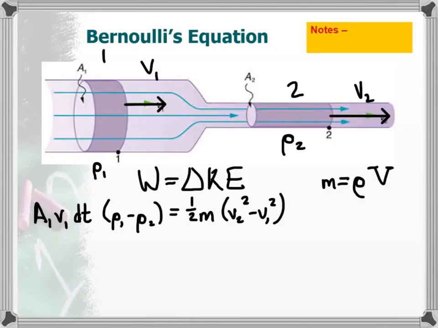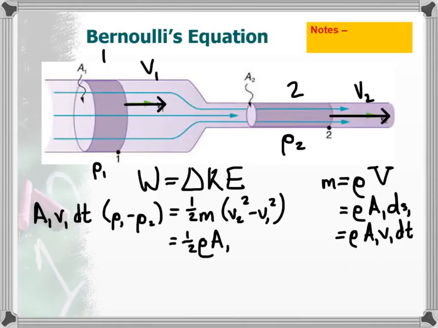The volume of that fluid is going to be the area times this length. So I can write this as A1, which is this cross-sectional area A, times some little length element ds1. Well, this length element ds1 is equal to the velocity times some little time element dt. So I can write that the mass is equal to rho times A1 V1 times dt. So let's replace this m with this expression right here. And this is what I get.